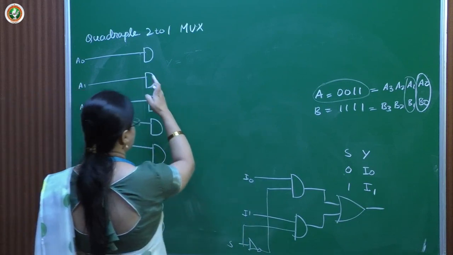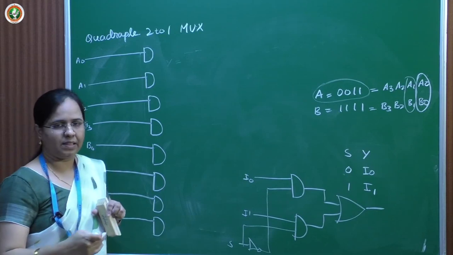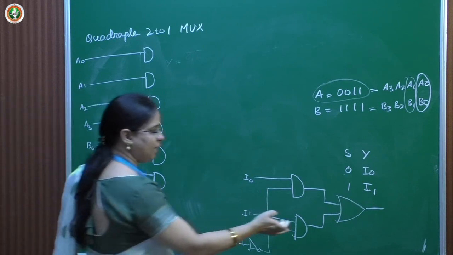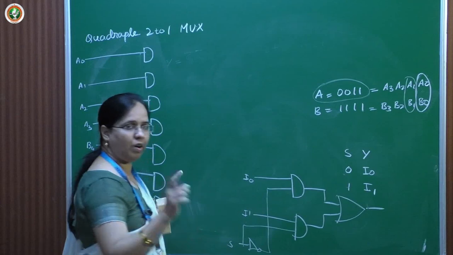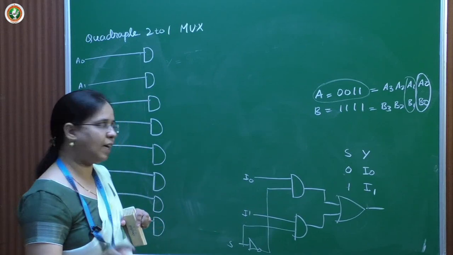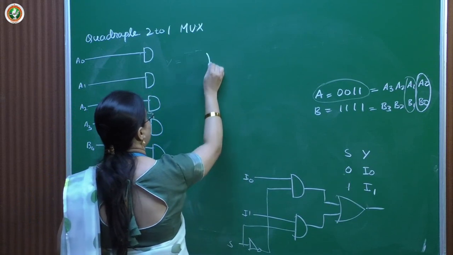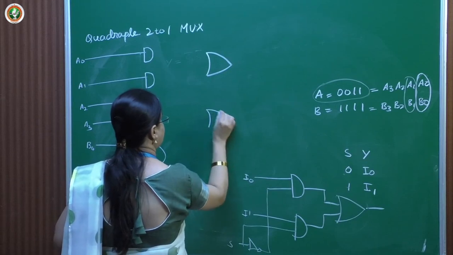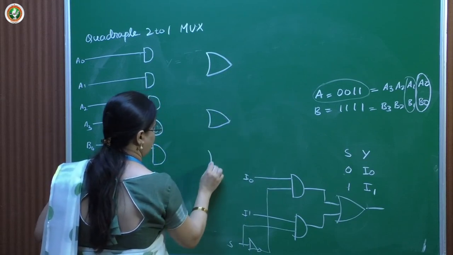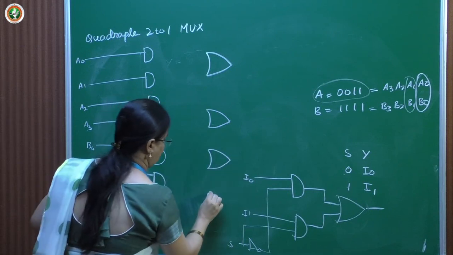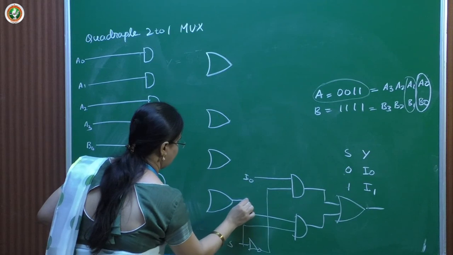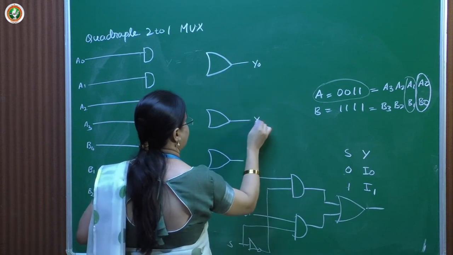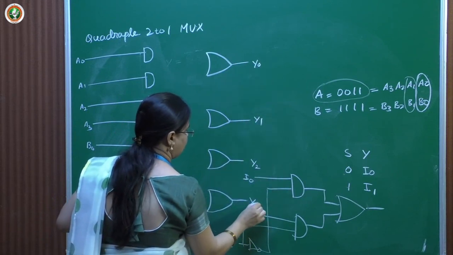Next, when I say I have 4 2-to-1 muxes, how many outputs will I have? I should have 4 outputs. Outputs are represented using what? OR gate. For 1 mux, 1 OR gate, so I have to draw 4 OR gates. Then I will name these outputs as Y0, Y1, Y2 and Y3.